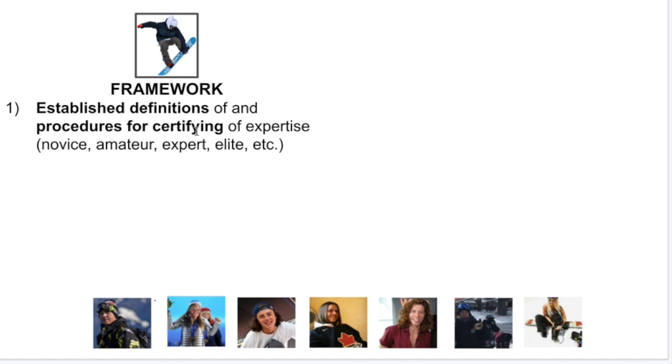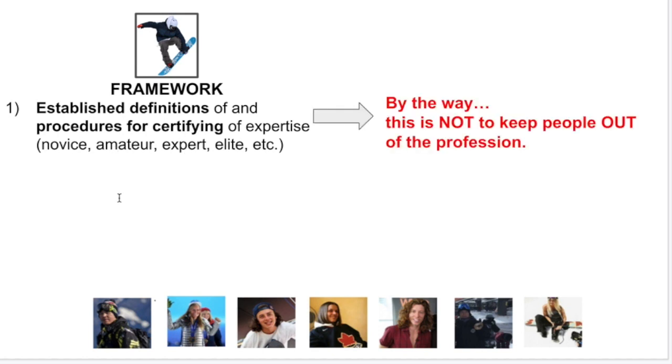In other words, I'd have to be able to compete at a certain level. I would have had to have entered and won so many competitions at that level. The same goes for teaching. A framework helps us identify who is novice, amateur, expert, and so on. But it's important to keep in mind that a framework is not to keep people out of the profession.